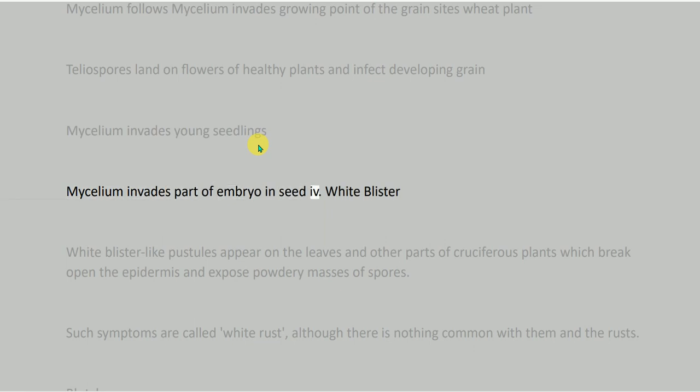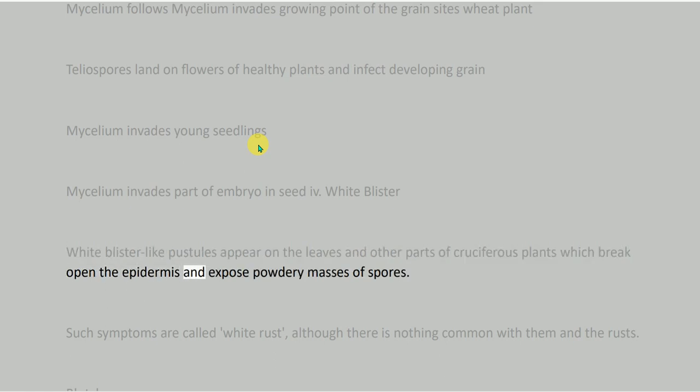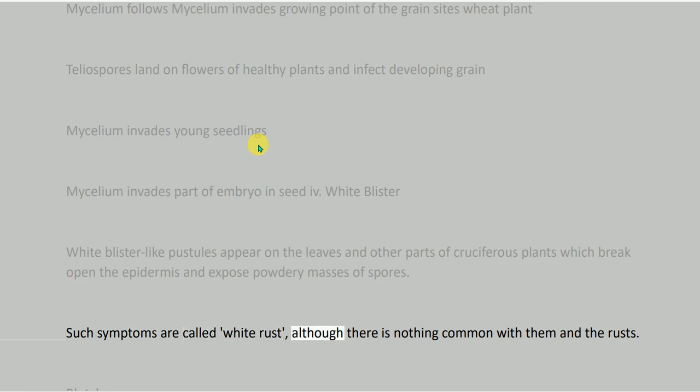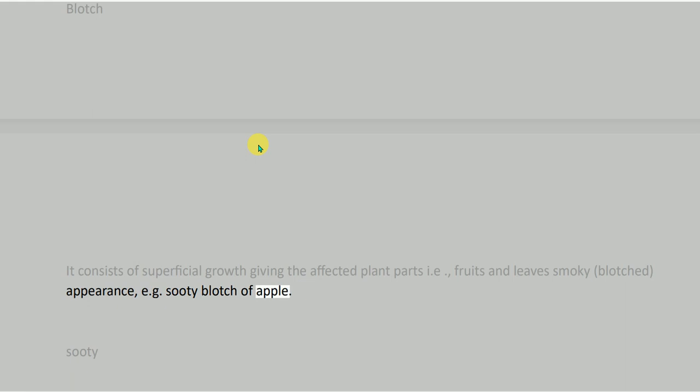4. White blister-like pustules appear on the leaves and other parts of cruciferous plants, which break open the epidermis and expose powdery masses of spores. Such symptoms are called white rust, although there is nothing in common between them and the rusts. 5. Blotch. It consists of superficial growth giving the affected plant parts, i.e. fruits and leaves, a smoky, blotched appearance, e.g. sooty blotch of apple.